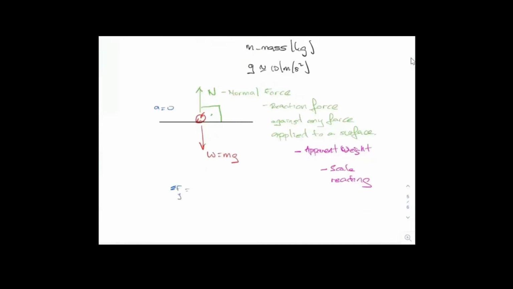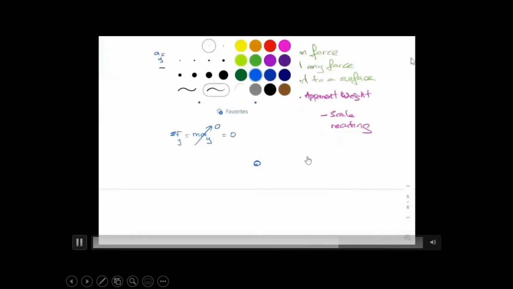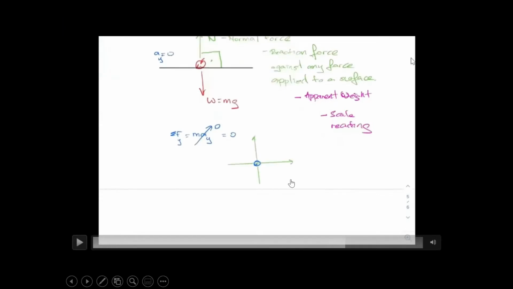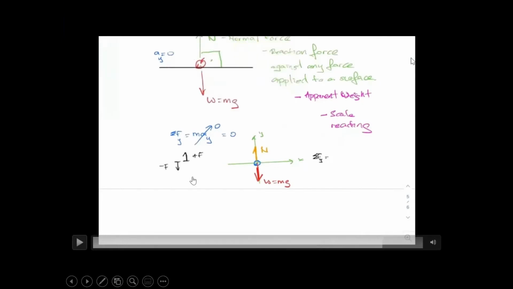So the acceleration becomes zero along the y direction. All right, so which means that the net force on the y direction is zero whenever a falling object hits the surface and comes to a stop. So we have to do a force summation on the y direction. So W is in the downward direction. Normal force is going to be in the upward direction. Up is going to be positive, down is going to be negative in terms of the forces. So N is going to be positive, W is going to be negative.